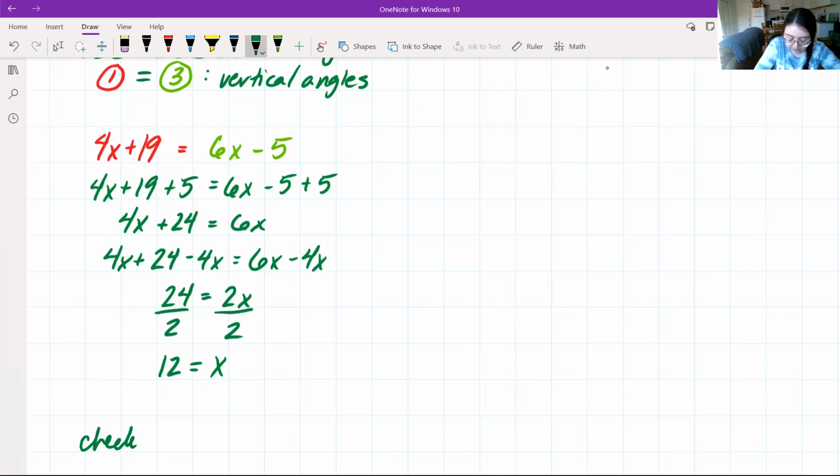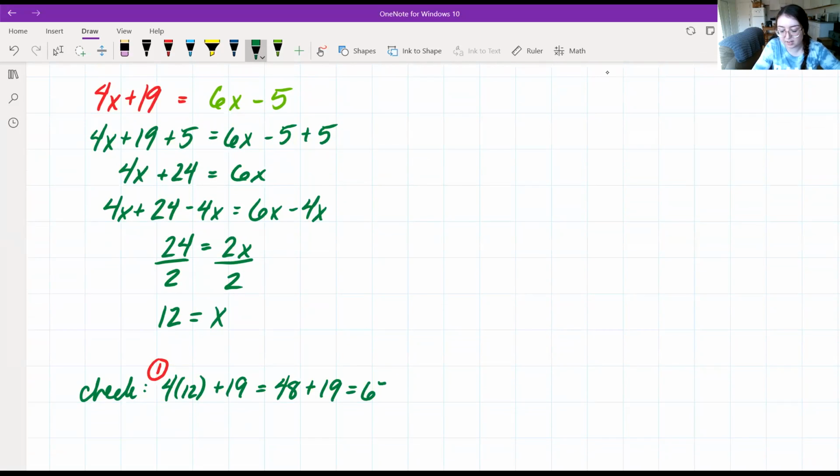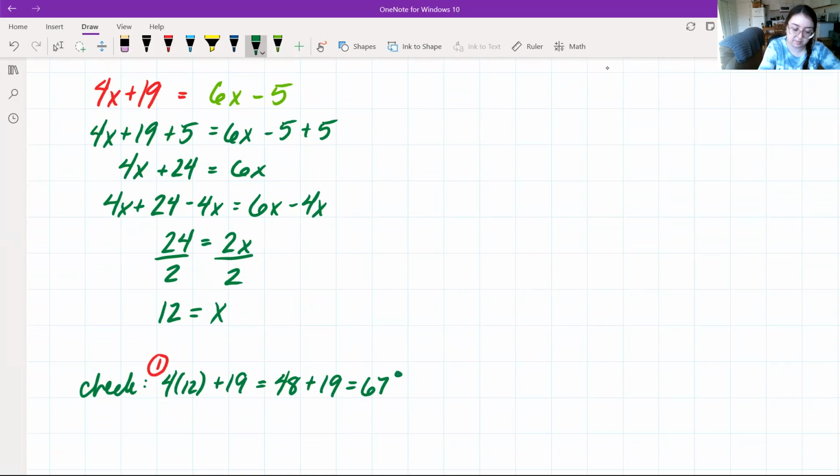So we're checking. We're plugging in 12 into angle 1. So this here is angle 1. We're going to get 4 times 12, which is 48, plus 19. And 48 plus 19 is going to be 67. So 67 degrees. Then our angle 3 was 6 times 12 minus 5, where 6 times 12 is 72. And 72 minus 5 is 67 degrees.